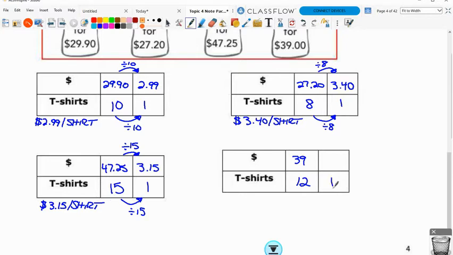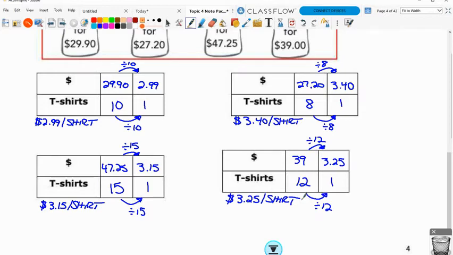And now we need to look at just the last package, $39 for 12 shirts. We're finding the price of 1 shirt, the unit price. To go from 12 shirts to 1, we're going to divide by 12. So we'll do the same thing to our $39. $39 divided by 12, we get an answer of 3 25/100ths, which means that the unit price here is $3.25 per shirt.